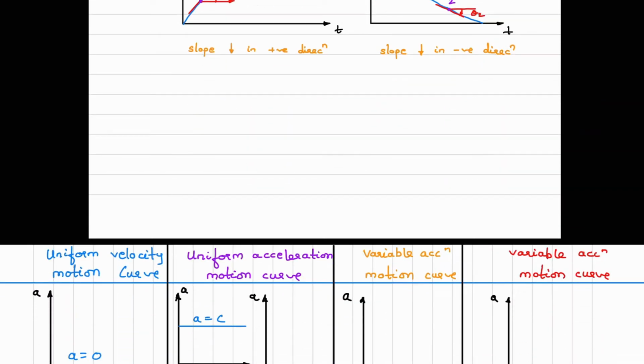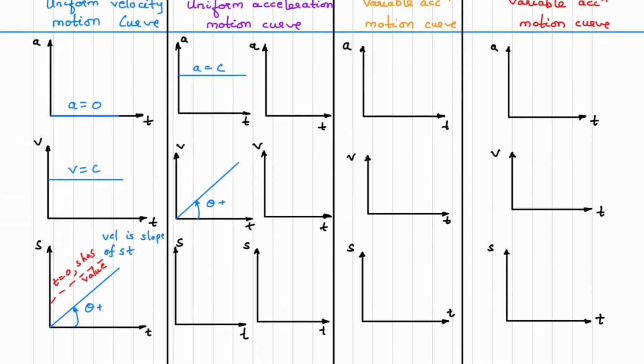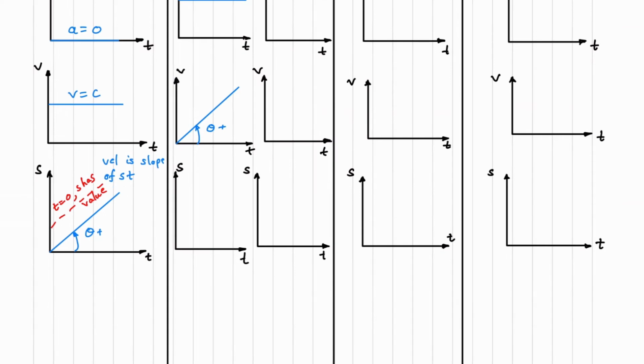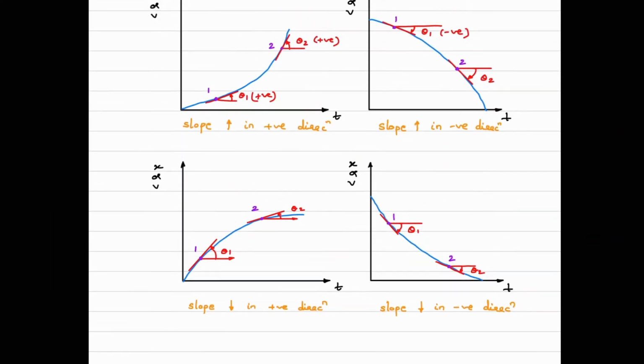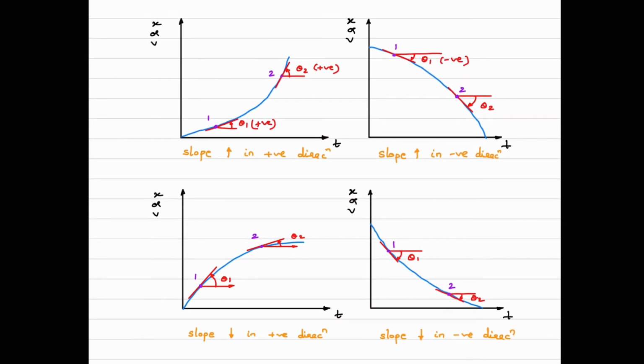Next we have to see magnitude. Now the magnitude of velocity, velocity is in positive direction. So slope will increase in which direction? Positive direction. So the curve will be like this.